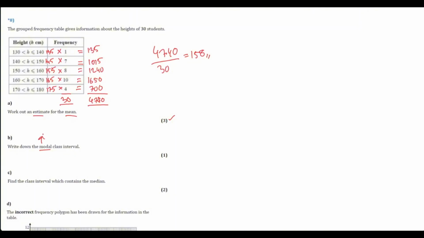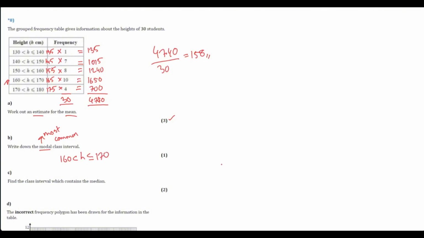Write down a modal class interval. So modal means most common. So which row is the most common? So in this case, how many students make up the most? And that would be this one here. So most common will be this interval. And make sure you write the interval, not 10, the interval, otherwise you lose a mark.